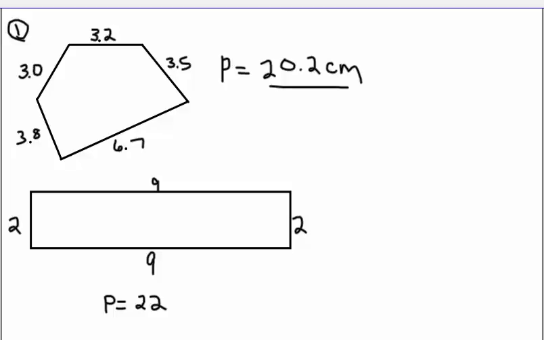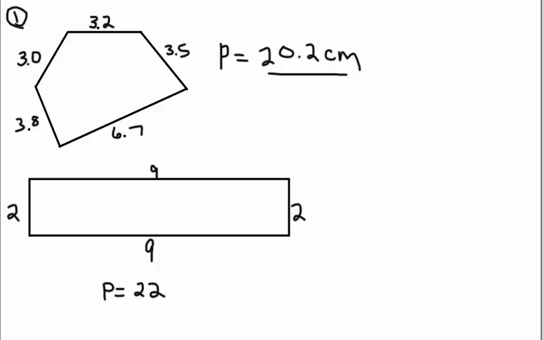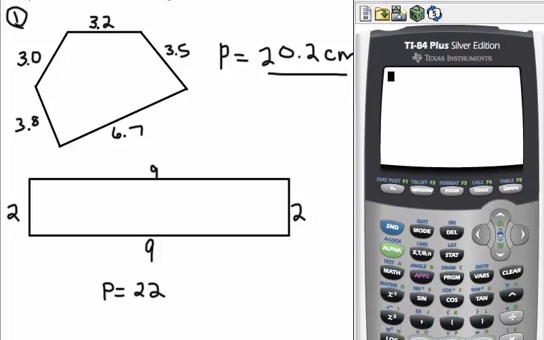Alright, so let's get started with our geometry unit, and we're talking about perimeter. Example 1 is the figure that we see here with the 3, the 3.2, the 3.5, the 6.7, and the 3.8. Now, in order to solve this problem, all we really need is the help of our handy dandy calculator. So we just take each side and punch them in and we add them together. 3 plus 3.2 plus 3.5 plus 6.7 plus 3.8.